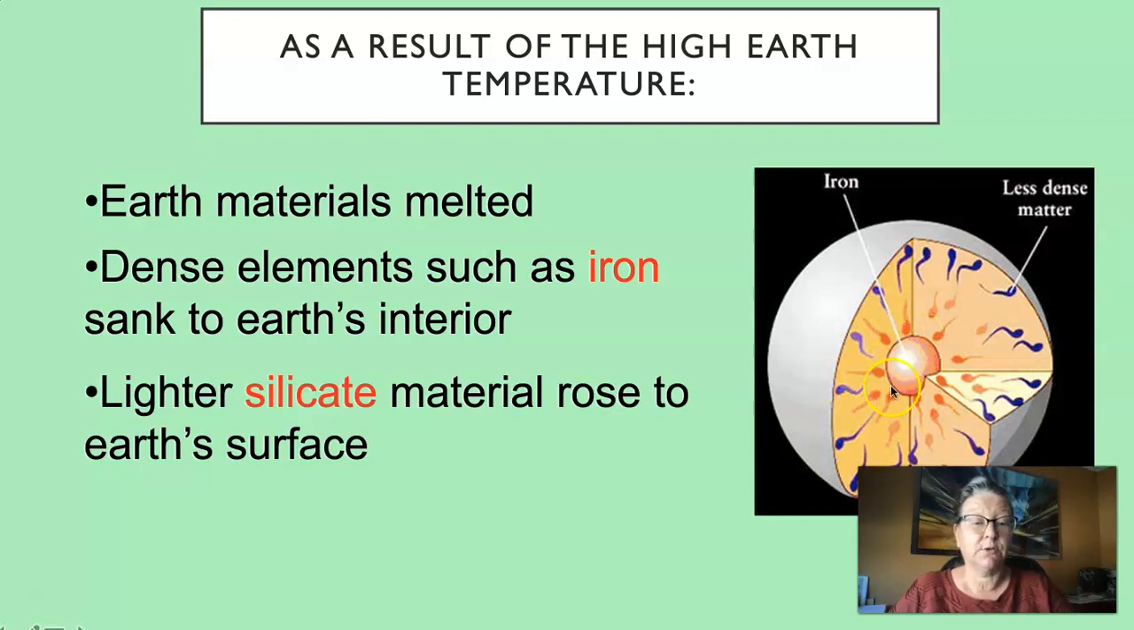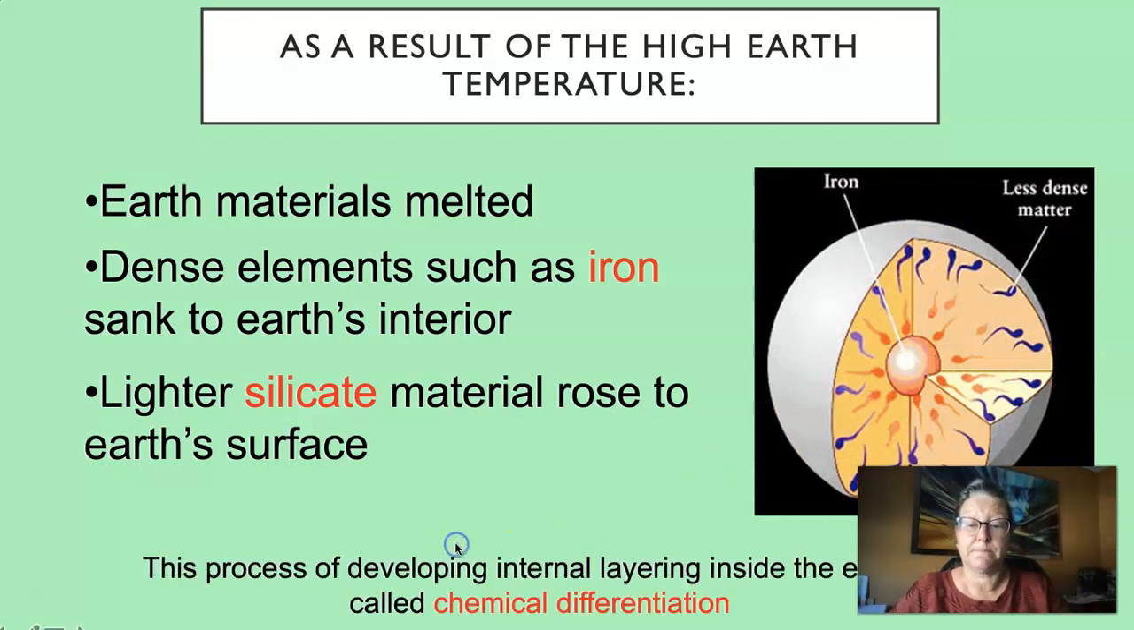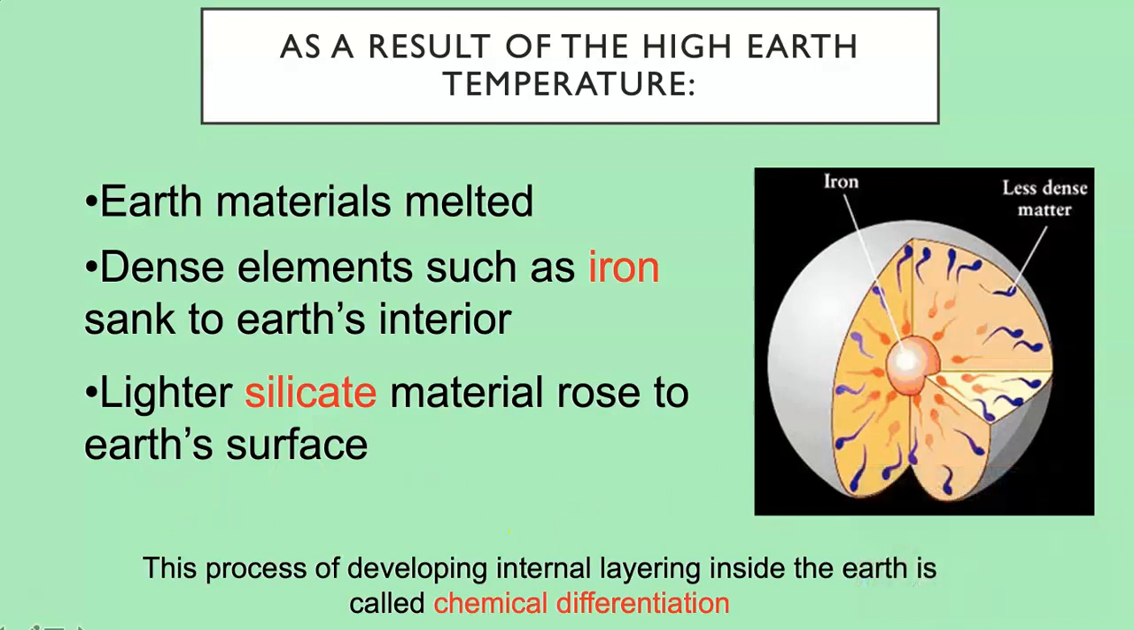If you look at this cartoon here, you'll see this is supposed to be the Earth, and all of the little red items are the iron sinking down towards the center and forming Earth's core. The less dense material is the silicate material, and that's essentially floating towards the Earth's surface. This process is called chemical differentiation, kind of a fancy word for the Earth separating into layers.